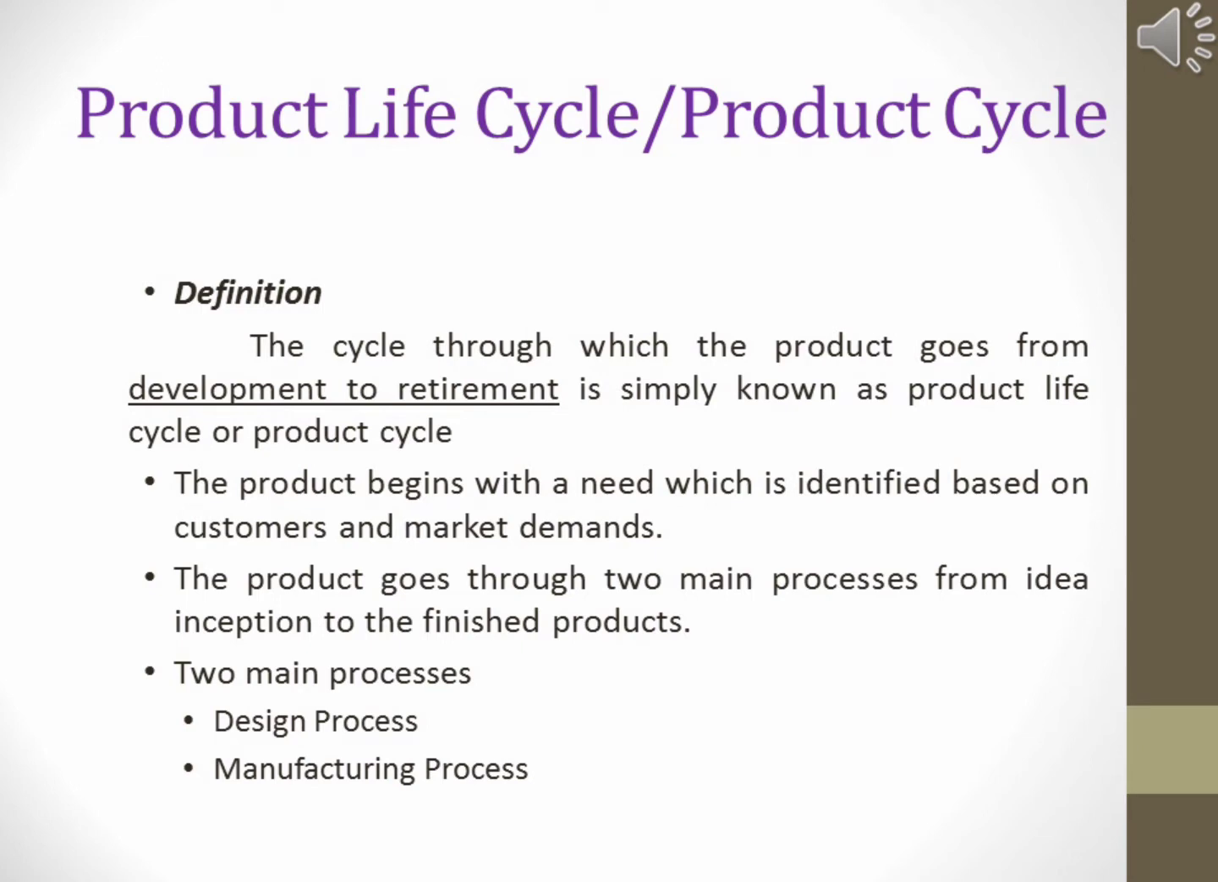Product life cycle or product cycle. Definition: the cycle through which the product goes from development to retirement is simply known as a product cycle or product life cycle. The product begins with a need which is identified based on customer and market demands. Because customers are the heart of the company, any single requirement from the customer should be converted into design needs. The product goes through two main processes from idea inception to the finished product. The two main processes are the design process and the manufacturing process.